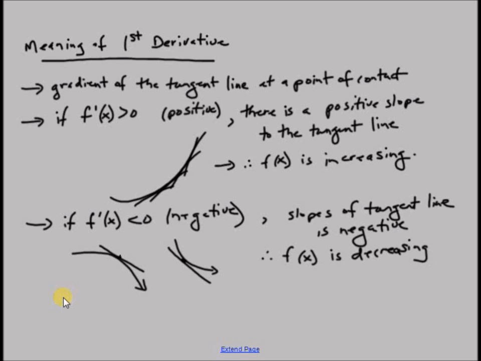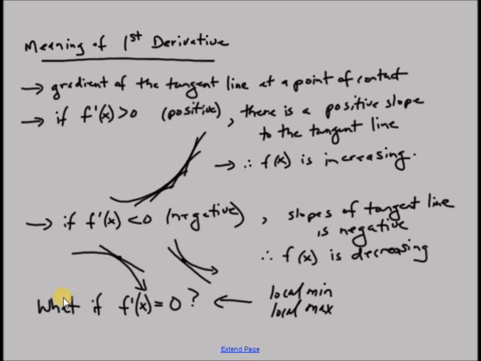Okay? So we've talked about if the derivative is positive. We've talked about if the derivative is negative. What if the derivative is equal to 0? And this is what section 16c is all about. Those three situations that we've already discussed. It could be a local minimum, a local maximum, or a stationary point of inflection.